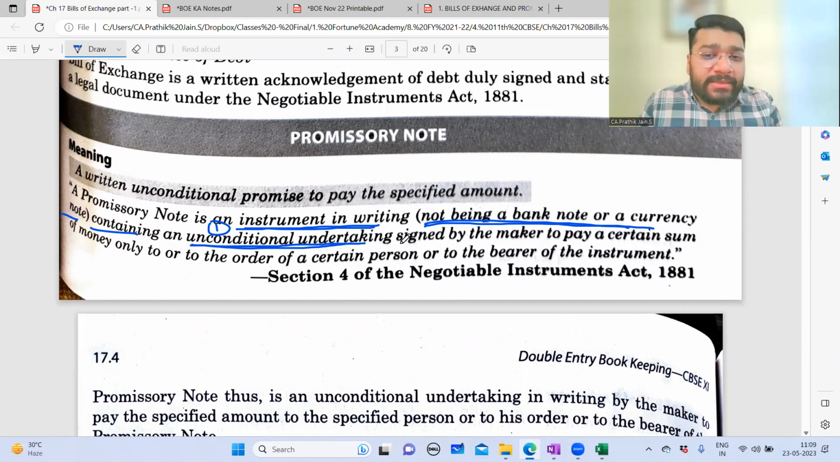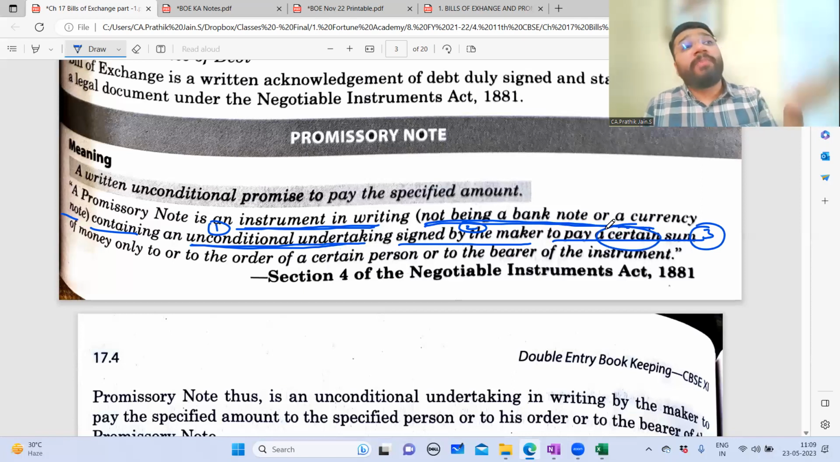First point. Second point is signed by the maker. Who is the maker here? The person who is preparing it, basically the customer, the buyer. Signed by the maker to pay a certain sum of money. Certain sum means what? The buyer has to specify how much money is going to be paid.